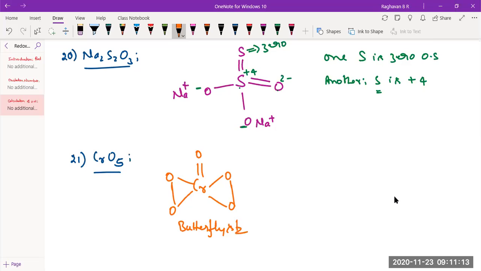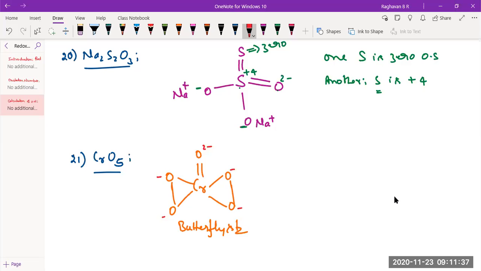Butterfly structure. So I told you when oxygen is completely bound to the central metal, then it becomes 2 minus. Then singly bonded oxygen must be counted as minus 1. So can you tell me now what is the overall negative charge due to oxygen? What is the overall negative charge? Minus 6, sir.